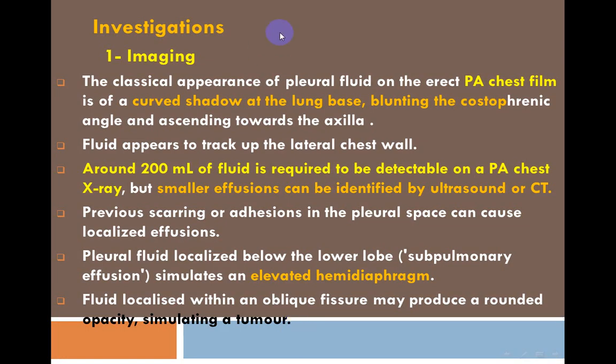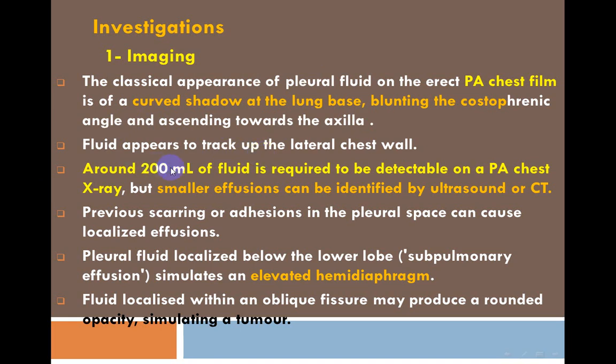Investigations for a patient with pleural effusion. First, imaging. The classical appearance of pleural effusion on the erect PA chest X-ray film is of a curved shadow at the lung base, blunting of the costophrenic angle, and ascending toward the axilla. So the first imaging investigation is the chest X-ray, which is important to diagnose pleural effusion. The fluid appears to track up the lateral chest wall.